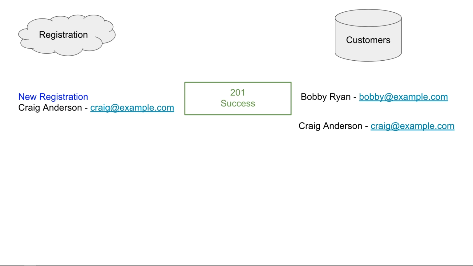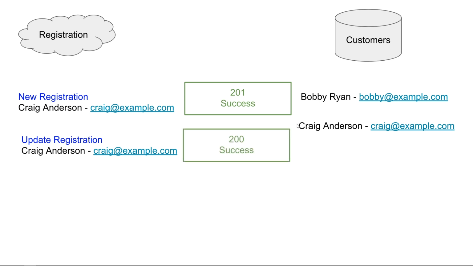Now on our registration site again, say we have an update registration, and this could involve someone logging into their account and updating a piece of their profile. Maybe we had a section where the customer could enter a bio, and the customer updated the words in that section and hit the save button. That would trigger an update registration event, and that could be another API call to the customer's API. In that case, we would update the Craig Anderson record and return a 200 success. Seems simple enough. However, in reality, we start getting events like this.